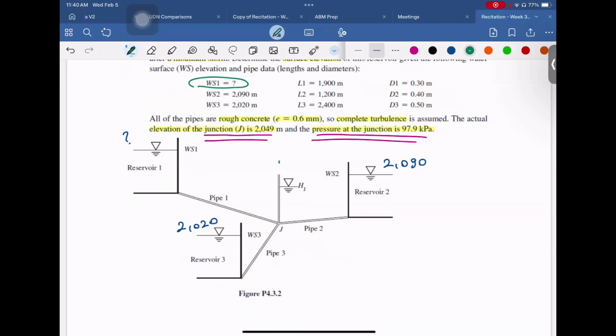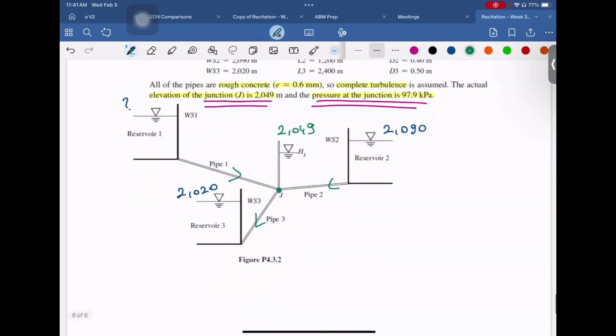And we have the junction here, 2049. So here we can say that the water will be moving from reservoir 1 to the junction, and also from 2 to the junction, and they are merging at this point, and then it moves to reservoir 3. So basically we have Q1 plus Q2 equal to Q3. And now we are going to write energy equations between all of these points.